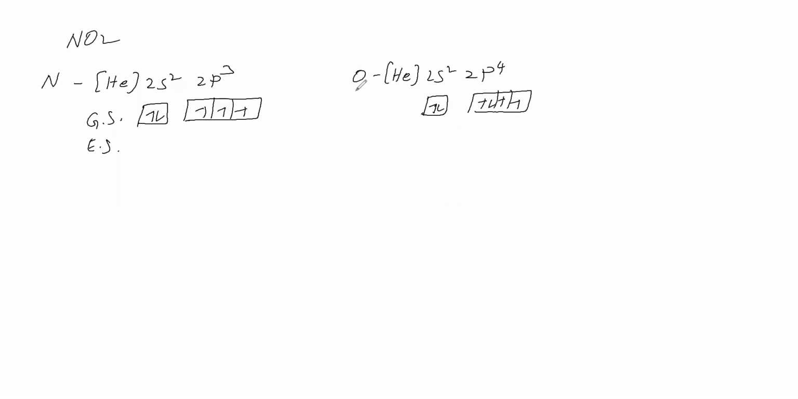It is in the 6th group. Its valence shell has 6 electrons. Therefore, it is in need of two electrons to get an octet. Like this, we can say.